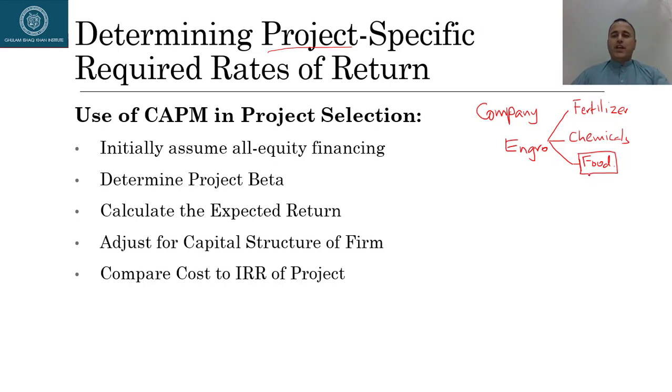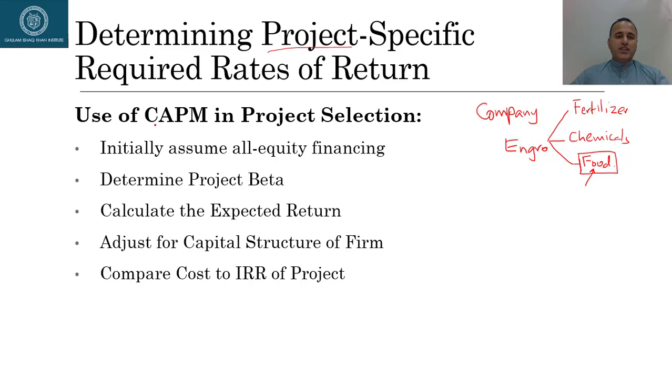Using the company's WACC is not a good idea. The reason is that the food business altogether has different dynamics. So the risk associated with this new line of business is entirely different from the company's other lines of businesses. The whole point of this discussion is that sometimes it's not a good idea to use the company's WACC. You have to use a project specific WACC, weighted average cost of capital.